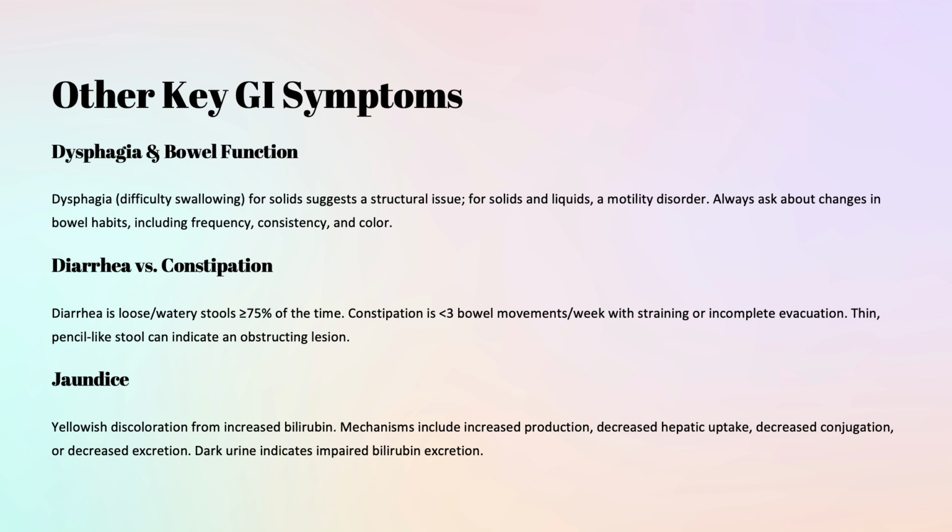Okay? Jaundice is a yellowish discoloration coming from increased bilirubin. Mechanisms include increased production, decreased hepatic uptake, decreased conjugation, or decreased excretion, while a dark urine could indicate impaired bilirubin excretion as well.